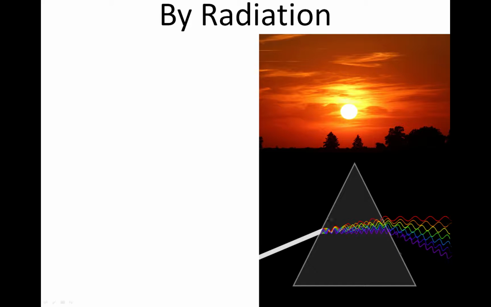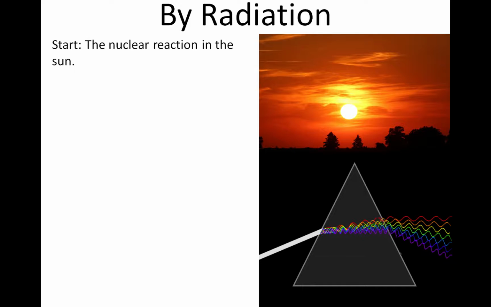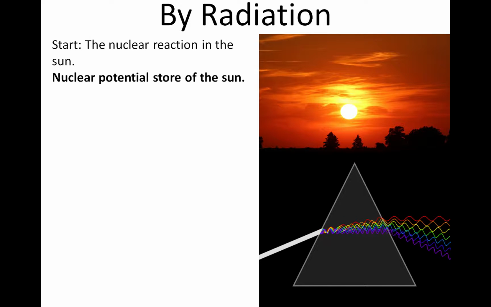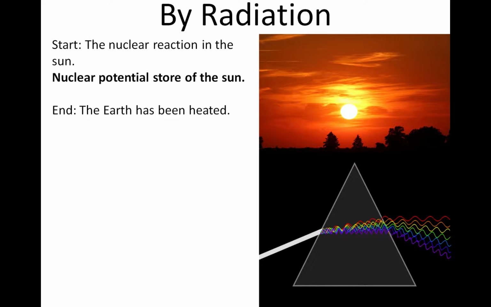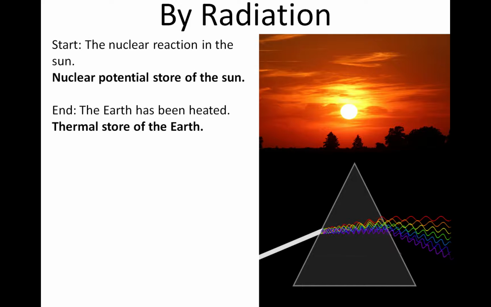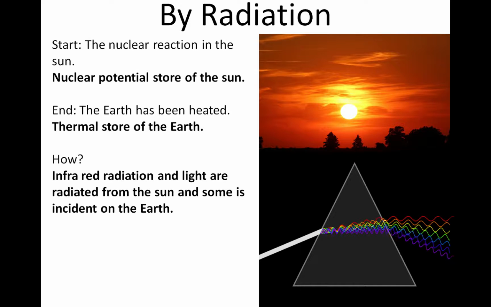And radiation. In this case, the start is the nuclear reaction in the sun, so therefore the initial source is the nuclear potential store of the sun. The end point is the Earth being heated, which is the thermal store of the Earth. How did this happen? Infrared radiation and light are radiated from the sun, and some is incident on the Earth.